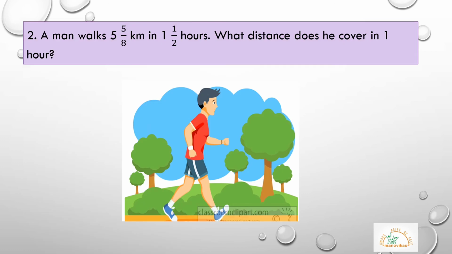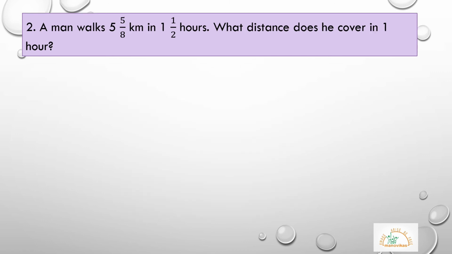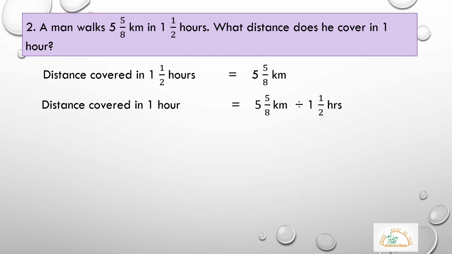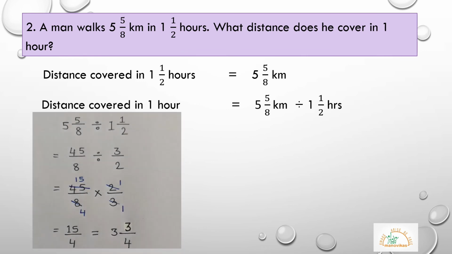A man walks 5 upon 8 kilometers in 1.5 hours. What distance does he cover in 1 hour? So again we have to do division. Distance covered in 1.5 hours is equal to 5 upon 8 kilometers. Distance covered in 1 hour is equal to 5 upon 8 kilometers divided by 1.5 hours. So here first you convert it into an improper fraction. You get 45 upon 8 divided by 3 upon 2.